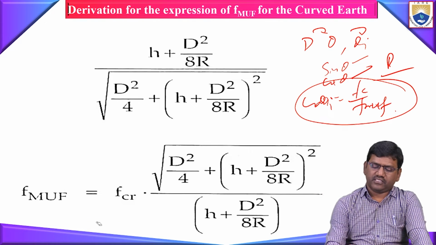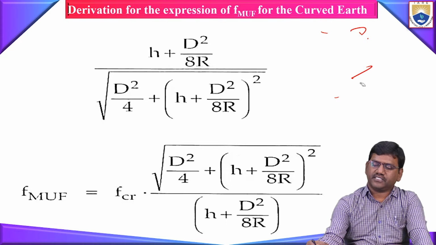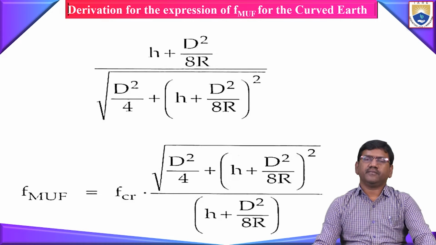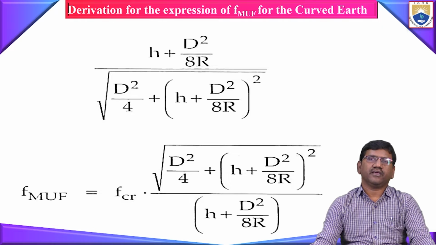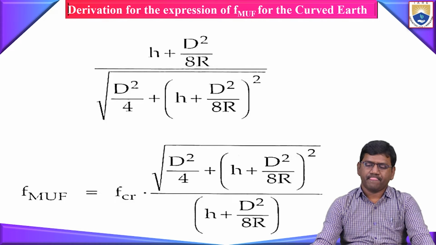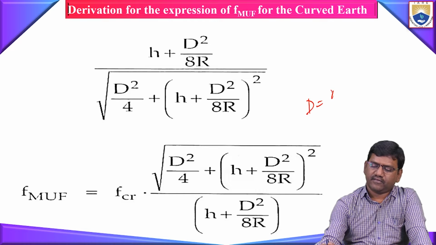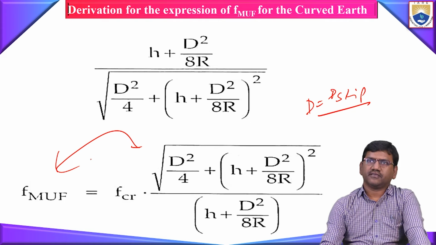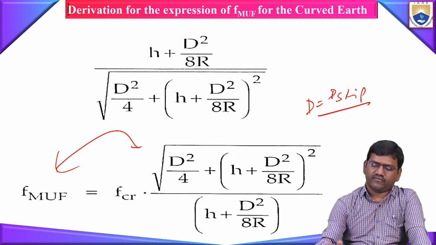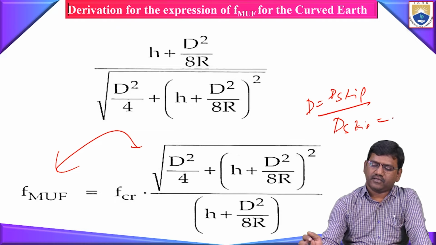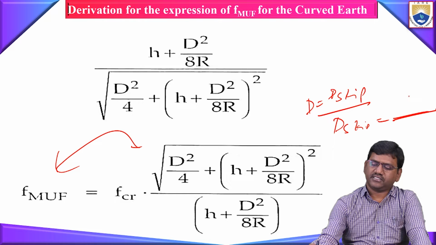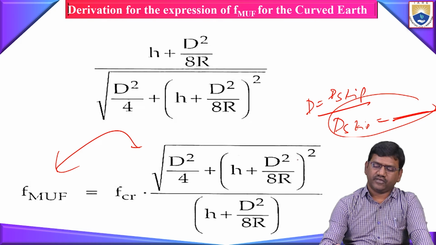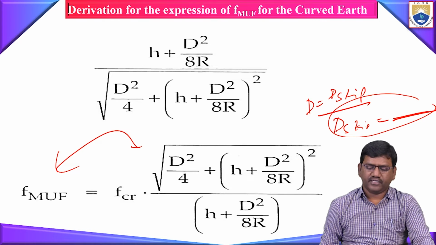Moreover, from this equation we can also derive the expression to find the value of skip distance. The skip distance is nothing but the minimum distance at which a wave is returned to the earth for a fixed frequency. We call it the skip distance. So if we indicate d as d skip here, and simplify by squaring on both sides, we can find the value of d skip and get the equation. This is the derivation of the expression for d skip for the curved earth. So from this expression you can find out the value of d.